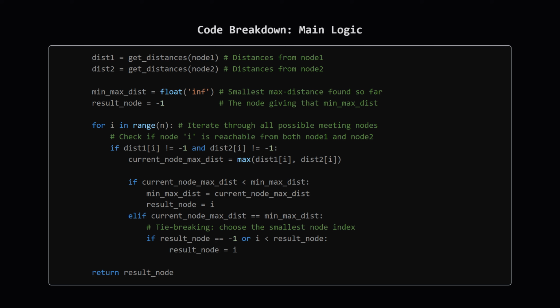The problem asks us to pick the node with the smaller index. So, we check if our current node has a smaller index than the result node we're currently holding, and if so, we update result node to i. After checking all nodes, result node will hold our answer, so we return it.